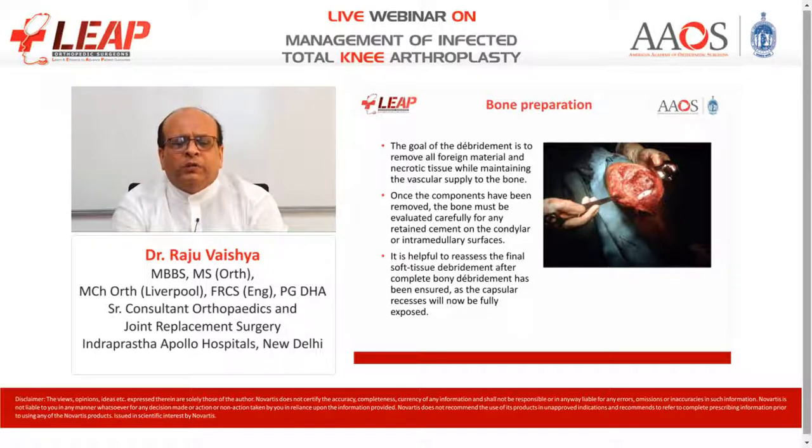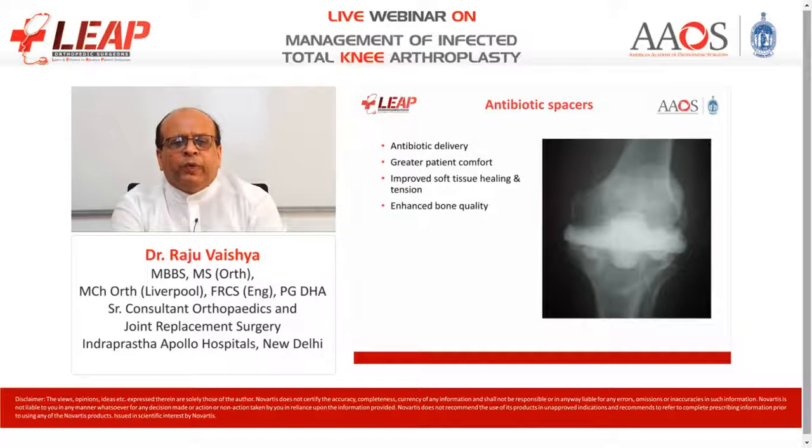Once we have removed the prosthesis and debrided the soft tissue and bone, we have to fill this gap with an antibiotic spacer. These antibiotic spacers are quite useful as they provide antibiotic delivery in the postoperative period until the second stage. They give greater patient comfort and improve soft tissue healing and tension. It also enhances the bone quality when you go in for the second stage revision total knee arthroplasty, while putting in the implant the second time.